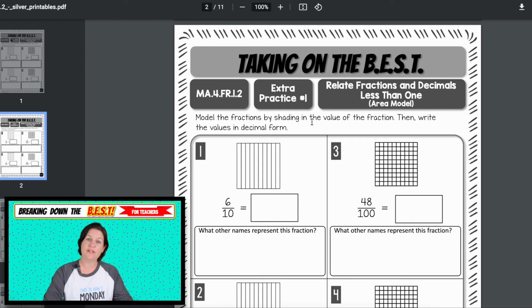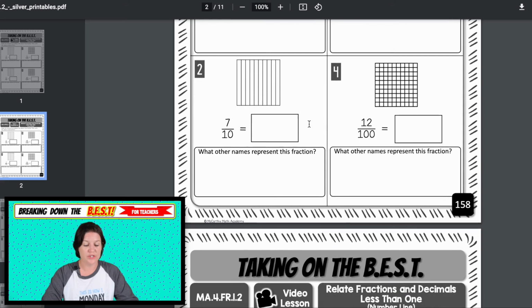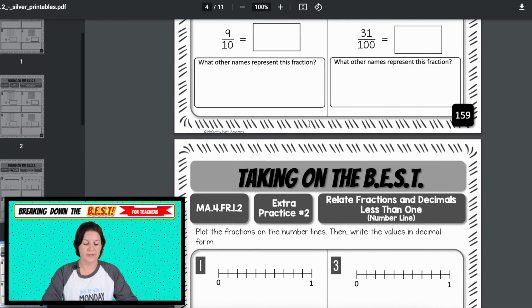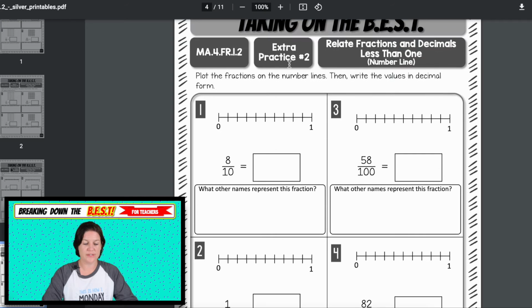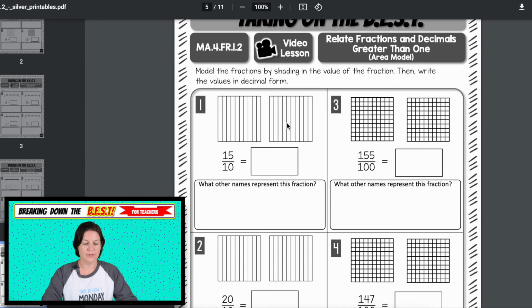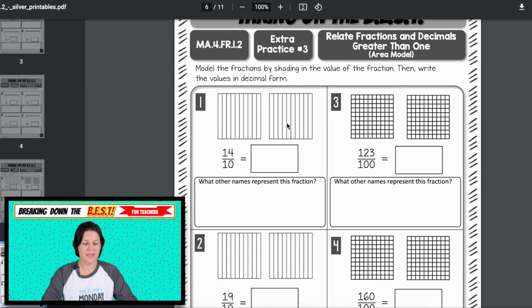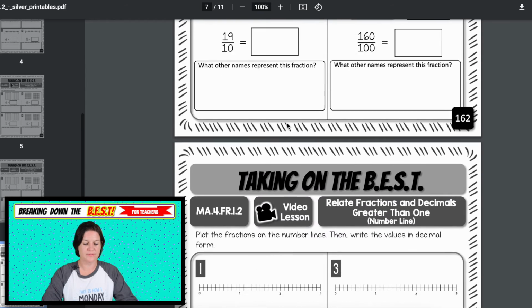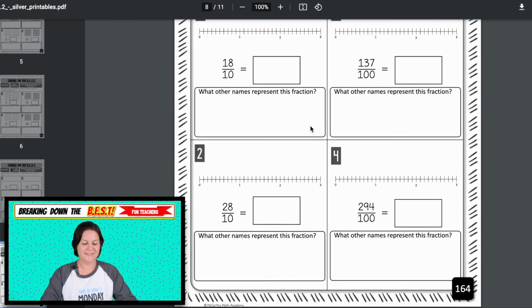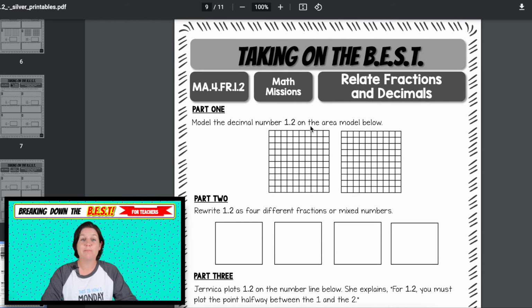So not only do you have the video lessons for your students to watch and record your notes, you also have extra practice that looks just like what they did in the video lesson. So they can now practice on their own and achieve that mastery. Then we move on to another video lesson. With the number line, here's your extra practice page available to silver and gold members. Video lesson, extra practice, video lesson, extra practice. And then here we have the math mission.